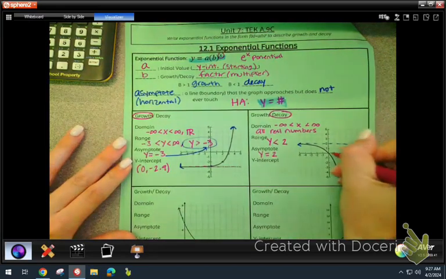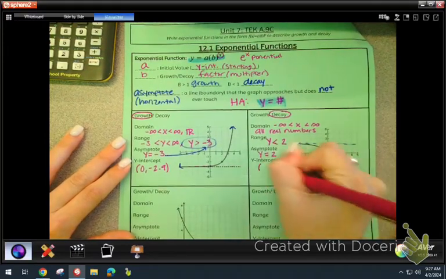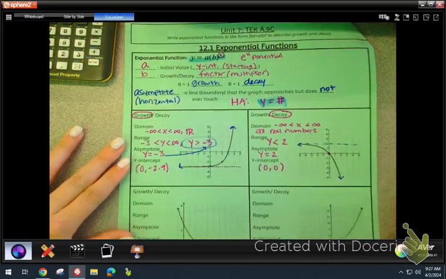And then the y-intercept, this one's pretty clear. What's our y-intercept? 0, 0.